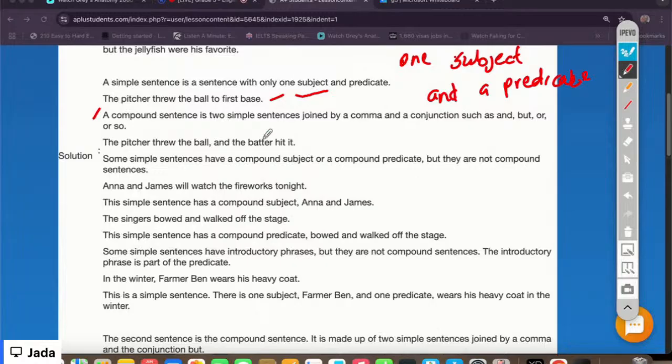So now, the compound sentence is two simple sentences joined by a comma and a conjunction, such as and, but, or, and so. Then we have: the pitcher threw the ball, and the batter hits it. Some simple sentences have a compound subject or compound predicate, but they are not compound sentences.